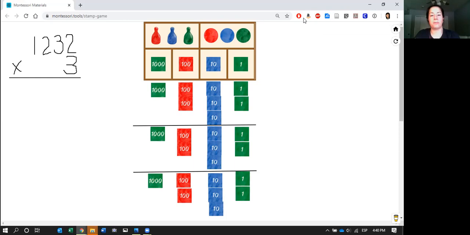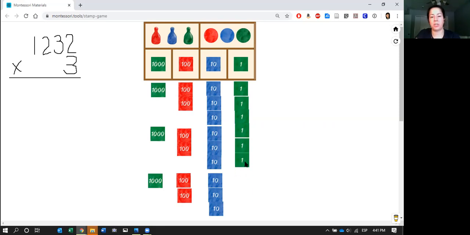Now we're going to start putting them together. Here we have our quantity, 1,232 times 3. So we have the same quantity 1 time, 2 times, 3 times. We're now going to put them together. So we get rid of our separations, of our little spacers, and we're going to push the tiles, the stamps, all together, and then we're going to count them to find out how much we get when we've put these 3 same quantities together to get a larger amount. That's what multiplication is about.